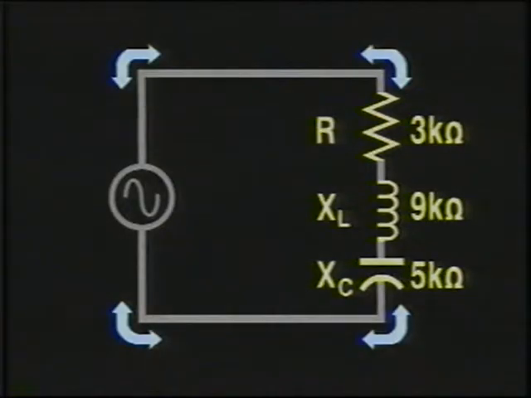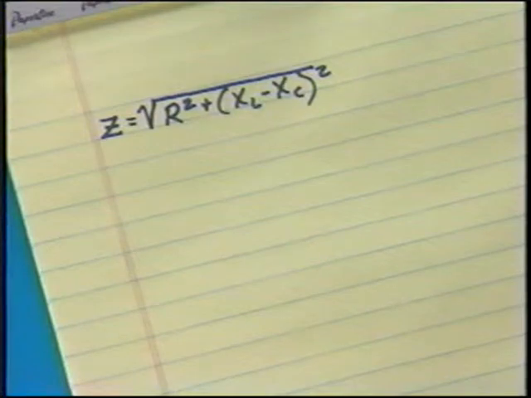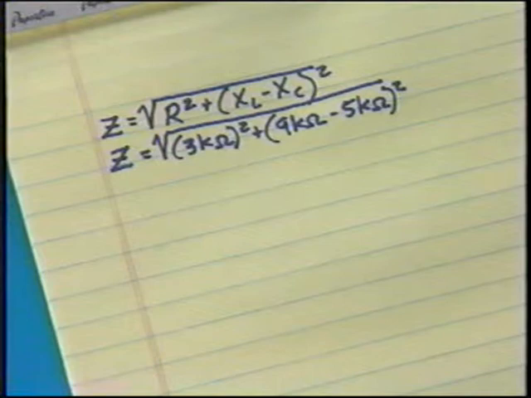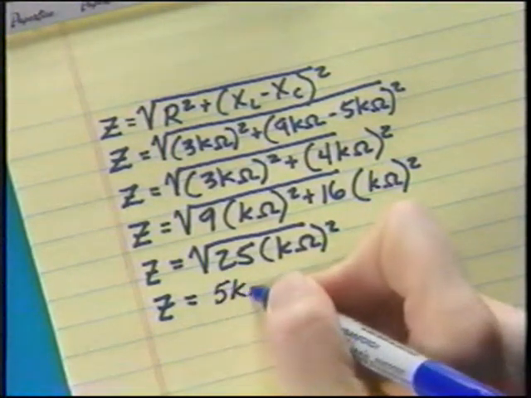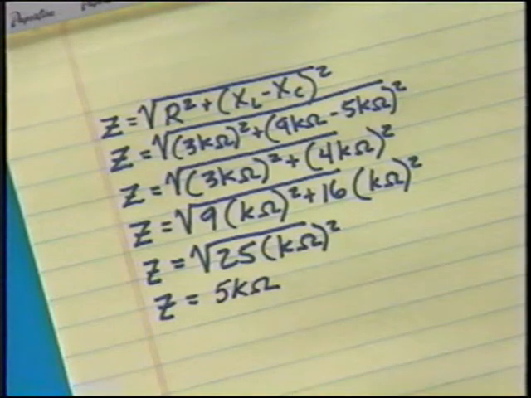Let's analyze this series RLC circuit as an example. Assuming a resistance of 3 kiloohms, an inductive reactance of 9 kiloohms, and a capacitive reactance of 5 kiloohms, let's solve for the total circuit impedance. Substituting the example values into the formula for RLC impedance gives Z equals the square root of 3 kiloohms squared plus the square of the quantity 9 kiloohms minus 5 kiloohms. After completing the calculations, you find a total impedance of 5 kiloohms.